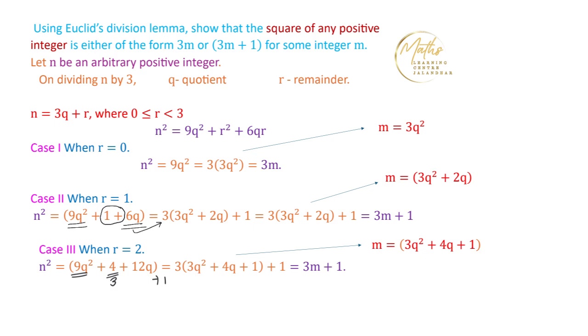We are saying that if n is any arbitrary positive integer, then n square will have this value. Corresponding to the 3 different values of r, n square is either of the form 3m, or in the remaining two cases, n square is of the form 3m plus 1. So this proves the result that the square of any positive integer is either of the form 3m or 3m plus 1.